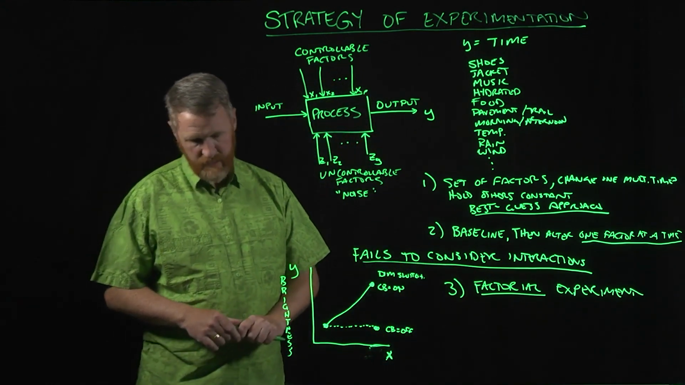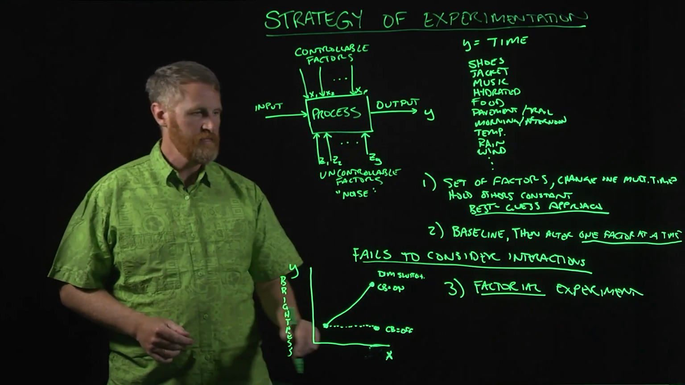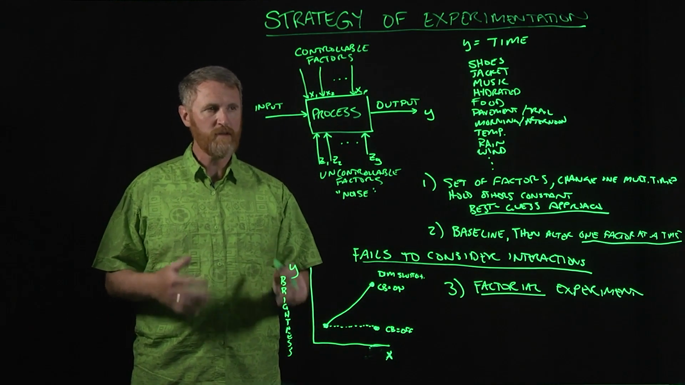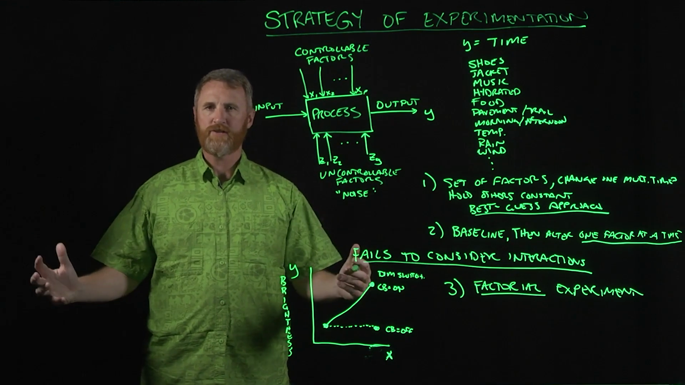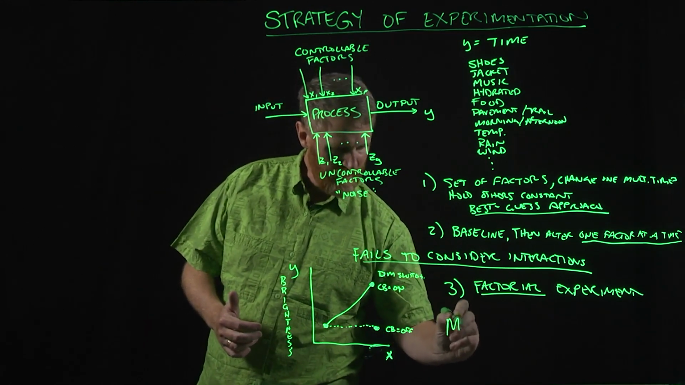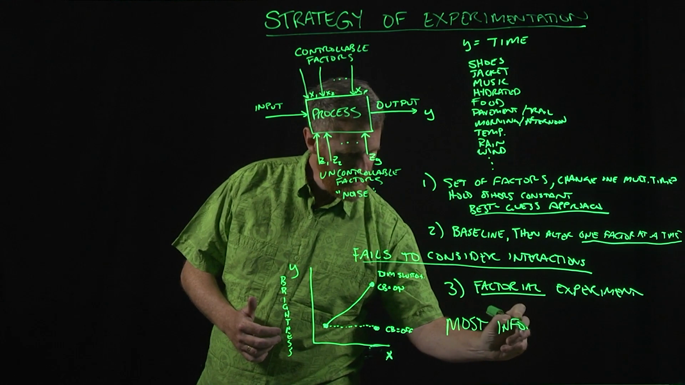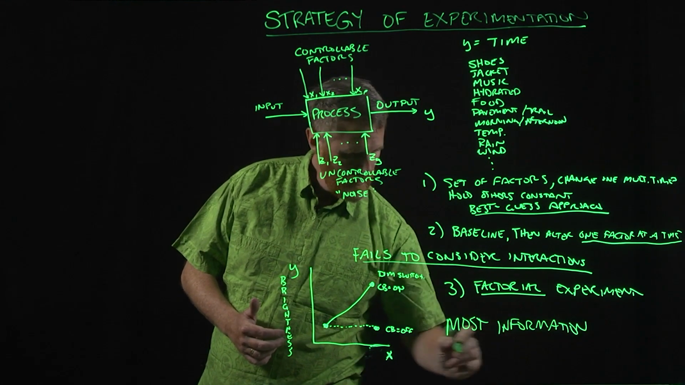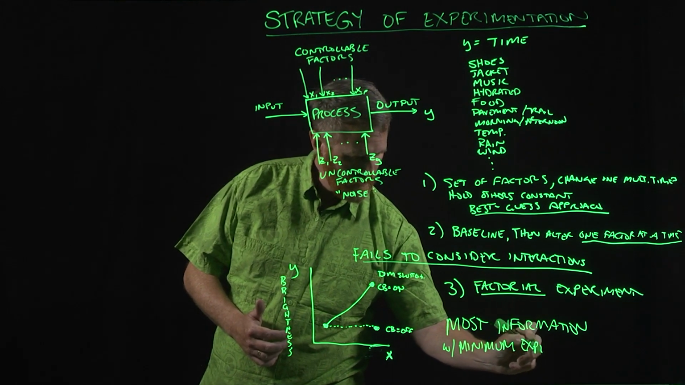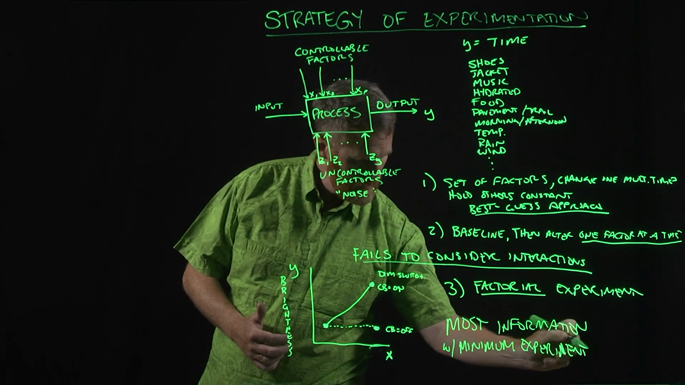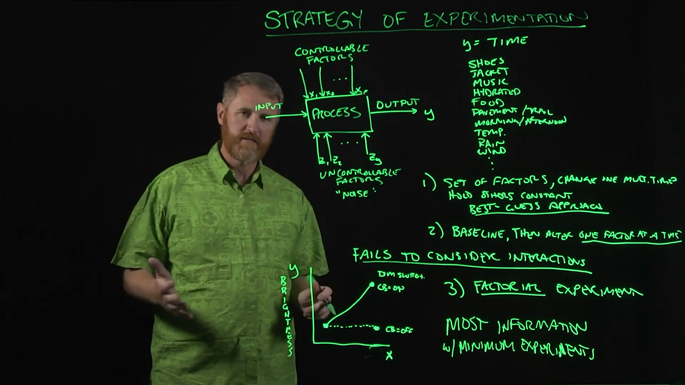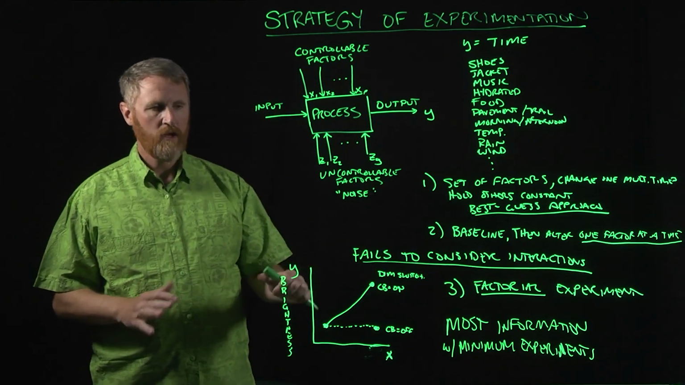Okay, and we're going to spend a bunch of time here talking about what a factorial experiment is and how we conduct it, and how we conduct it efficiently. So our ultimate goal is I want to get the most information with the minimal amount of experiments. So I'll just highlight that. Most information with minimum experiments. And when I say with minimum experiments, it's not because I'm lazy, although maybe I am lazy. It's really about cost.